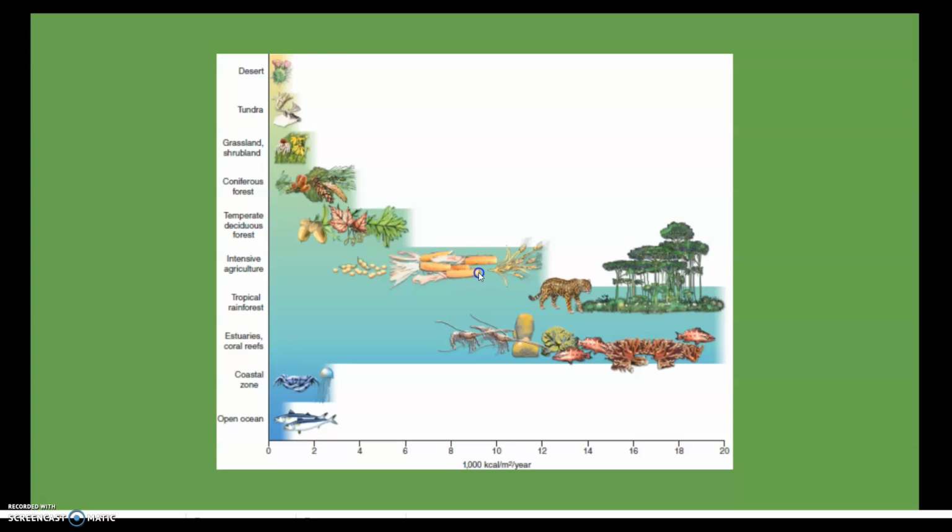Intensive agriculture, yes, because we pack so many plants together in such a small area. That's part of it, and we water the crap out of it. But look here. Look how high this value is for the tropical rainforest. And then estuaries, coral reefs is also almost equally as high. And then as we get into the coastal zones, we don't have nearly as much algae, things that are undergoing photosynthesis. And then open ocean, not much.